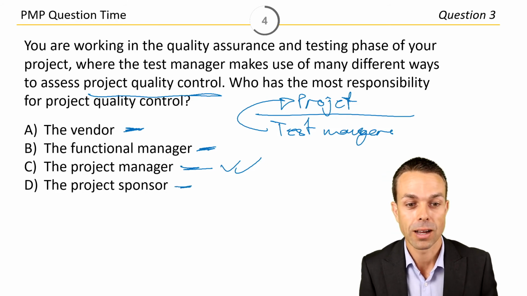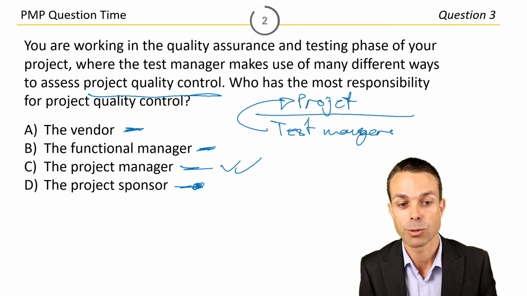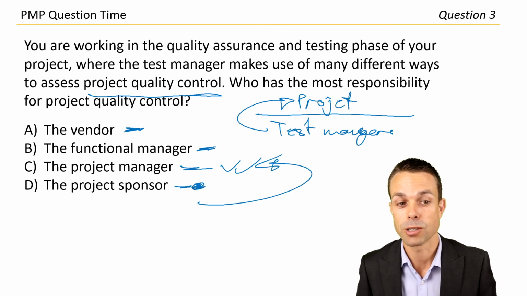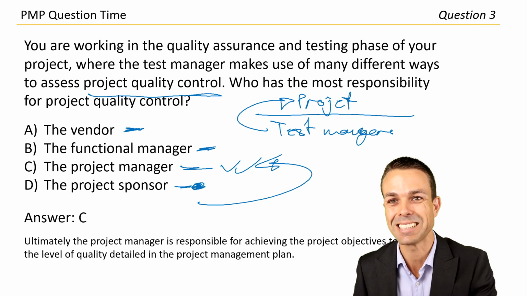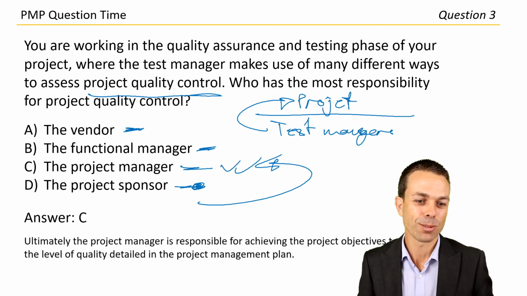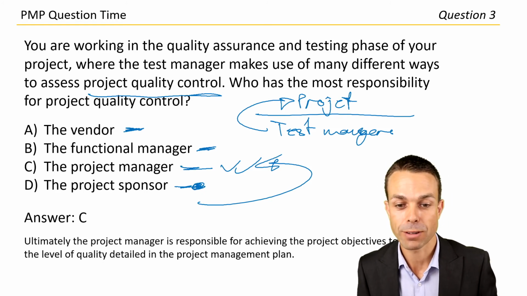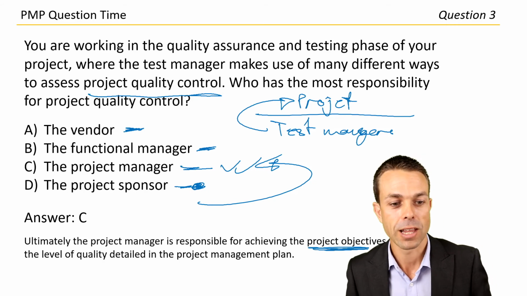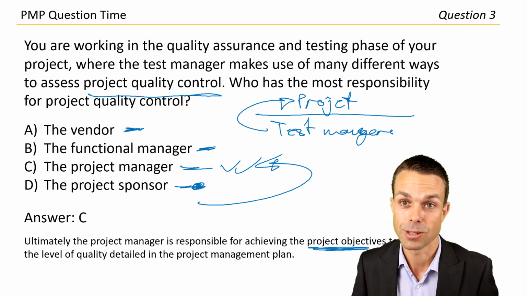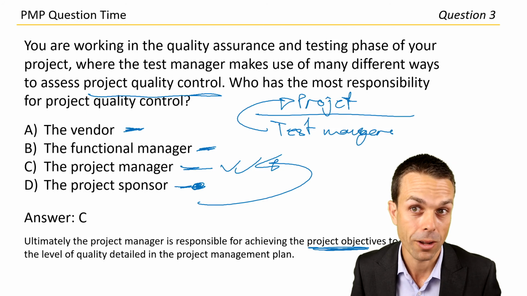Project sponsor, they will have some responsibility, but ultimately it will come down to you as the project manager. Let's go with letter C. Fantastic, letter C. Ultimately, the project manager is responsible for achieving the project objectives to the level of quality detailed in the project management plan and the quality management plan, I would say as well.